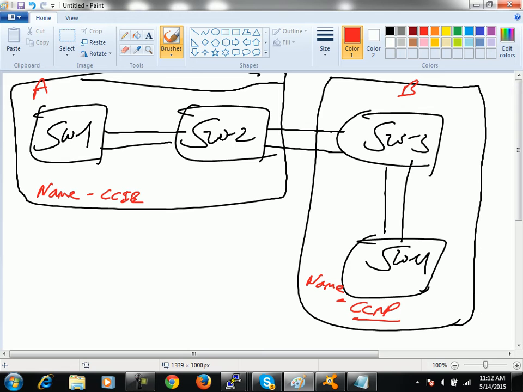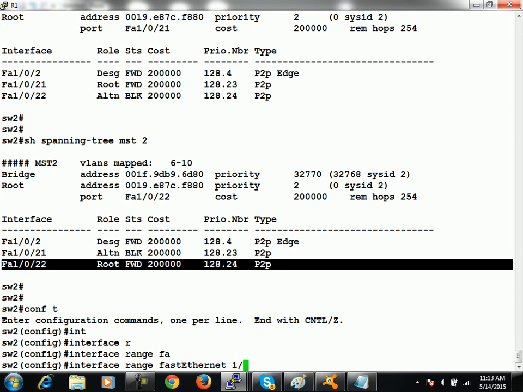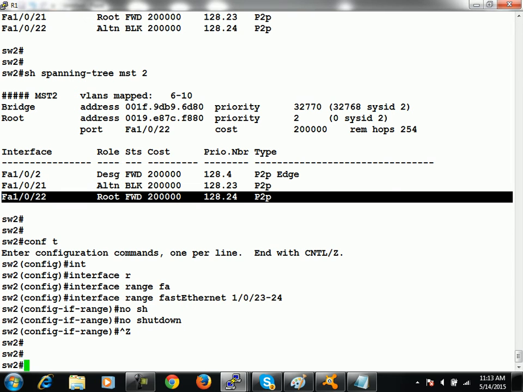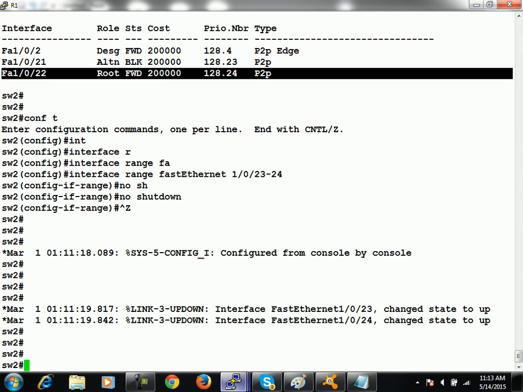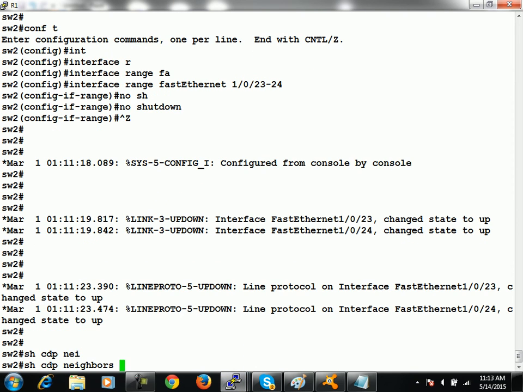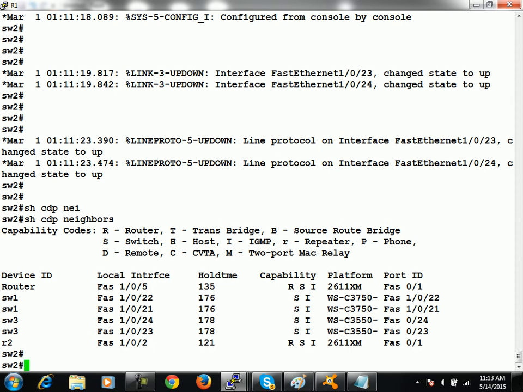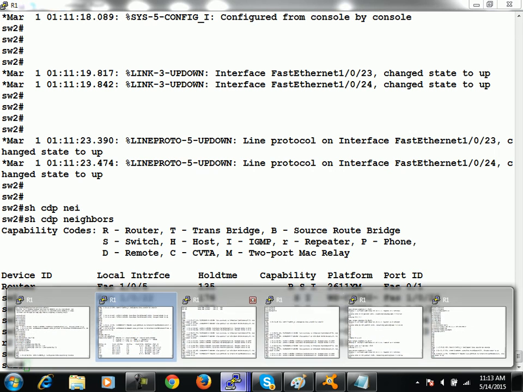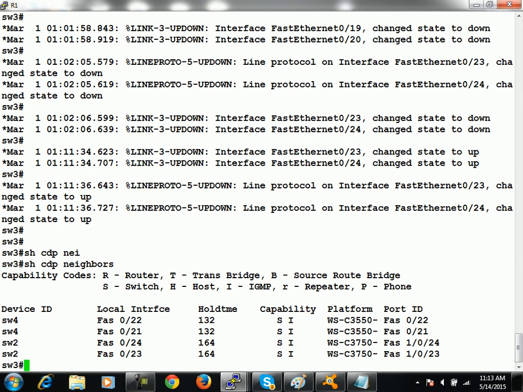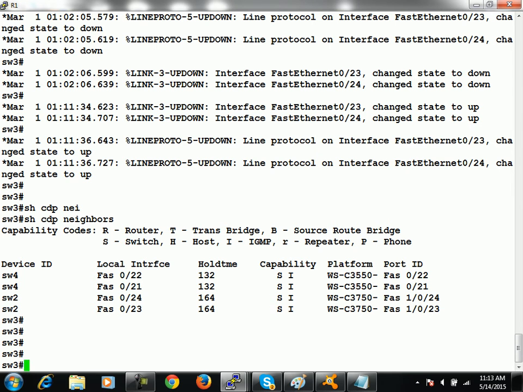Fine. But right now all of them are in the same region. So let's do one thing first of all. We have to draw this diagram in this manner only: switch 1 and switch 2 are already interconnected, but now I have to interconnect switch 2 and switch 3 as well. I think switch 2 and switch 3 are interconnected using 23 and 24, is not it? So let's move on switch 2 and let's say no shutdown. And now switch 2 must be connected with switch 1 as well as switch 3. And then further, on switch 3, show CDP neighbors: it must be connected with switch 2 as well as switch 4. Fine.